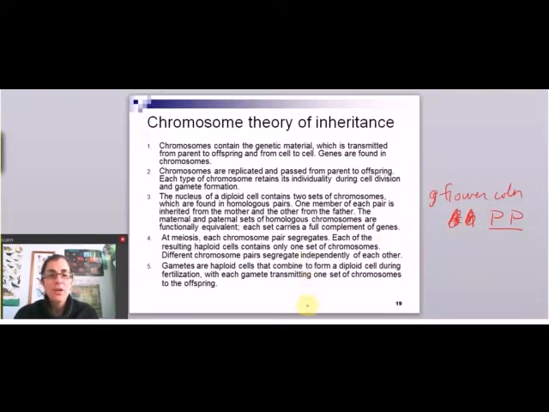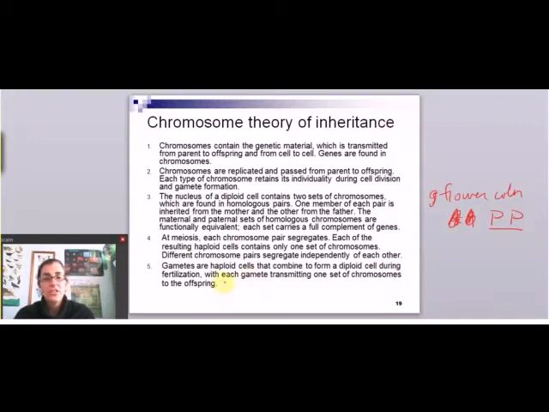And then at meiosis, each chromosome pair separates, and so during that separation, each chromosome pair separates independently. So again, remembering what happens on the metaphase plate, the homologous pairs line up independently. Each homologous pair is separate from other ones. And so that's where the law of independent assortment and the law of segregation are going to come from.